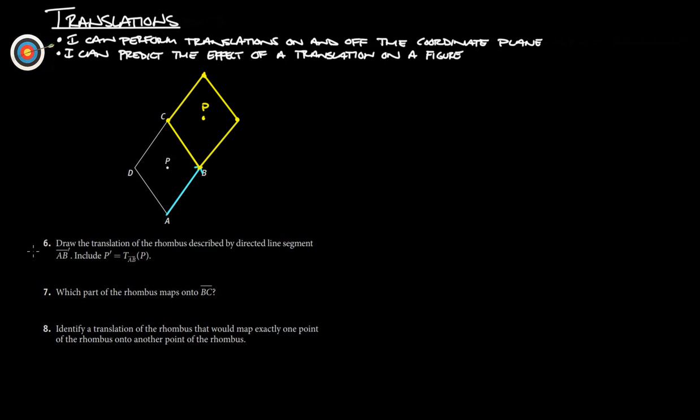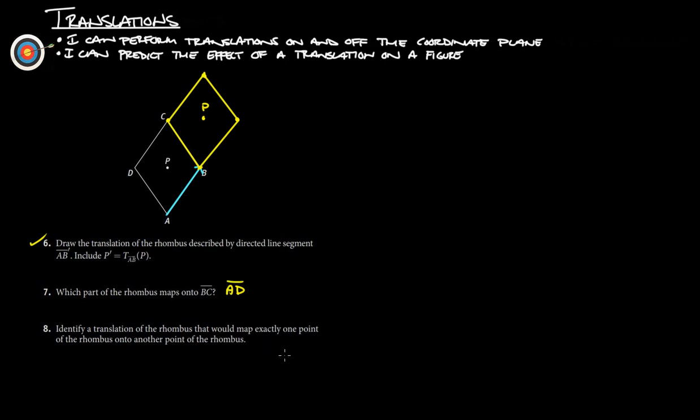Okay, so let's see, we did that one. Which part of the rhombus maps onto BC? So mapping means what ends up on this line here. If we take this whole rhombus here and we shift it all up this direction, this AB here, they're asking what ends up being on the CB line. So if you'll notice, we got this DA line right here. When we move it up here, it ends up right on top of this CB line here. So what maps onto BC? That AD line does. Okay?